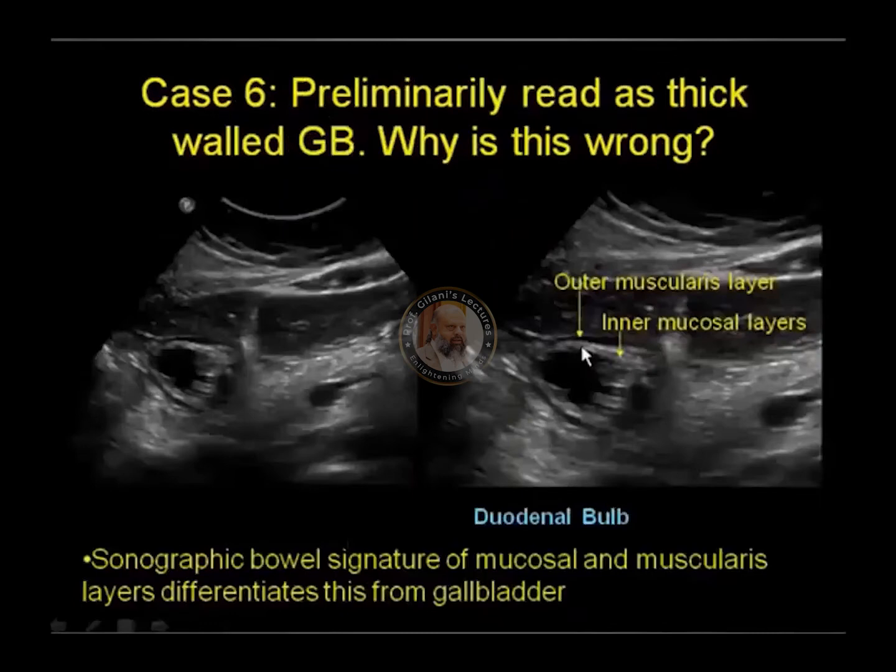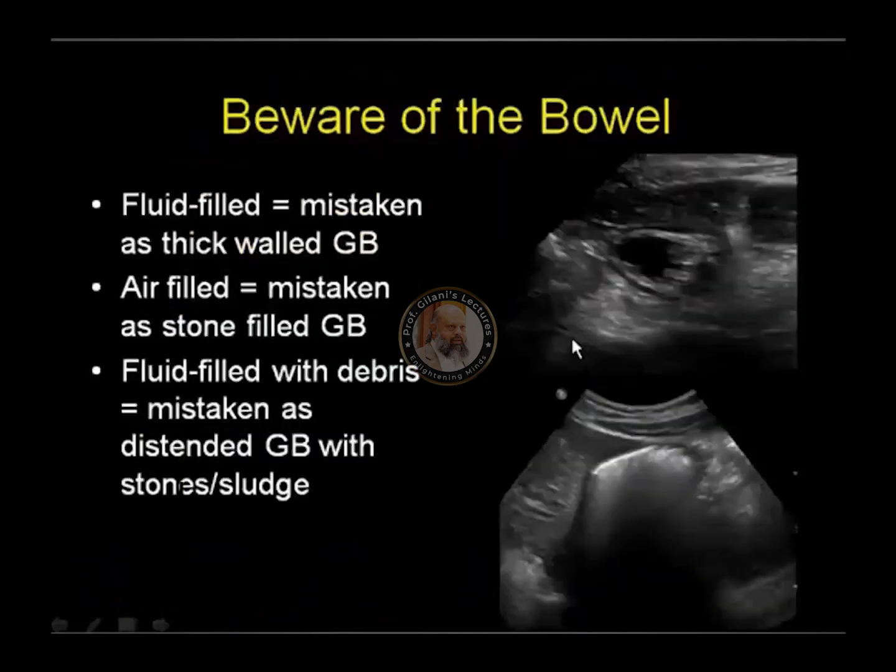Preliminary read as a thick-walled gallbladder, and you can see why this was wrong, because the patient was not properly prepared, and there was a duodenal bulb near to it causing the artifacts. Be aware of the bowel; sometimes fluid-filled bowel is mistaken for a thick-walled gallbladder. Here it is the bowel gas giving artifact, and it looks like there is something inside the gallbladder.